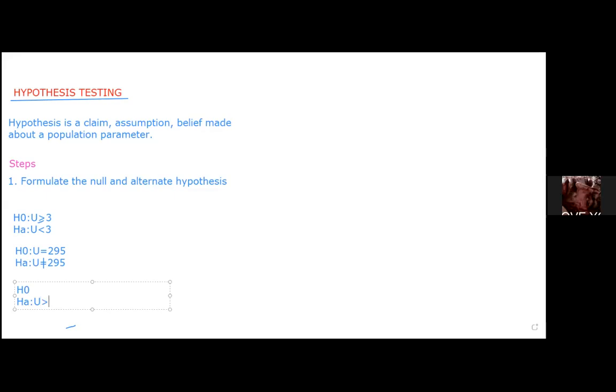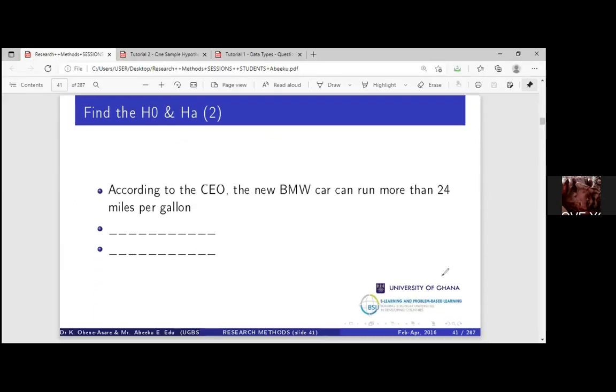So what sign will be in the H O? It's less than or equal to 24. That is good. So it's less than or equal to 24. Which tail is this? One tail. That is very good. People are doing well. But you people are doing well.